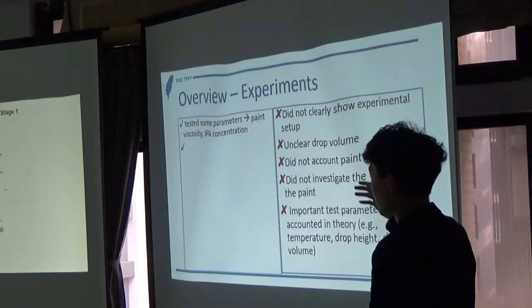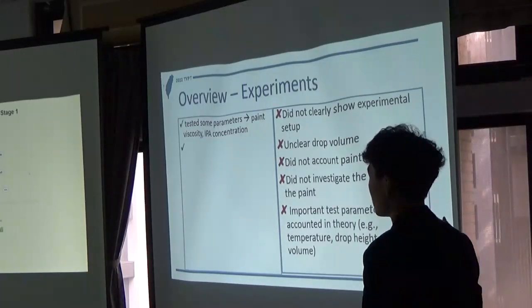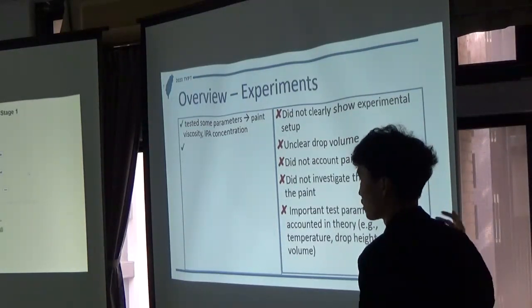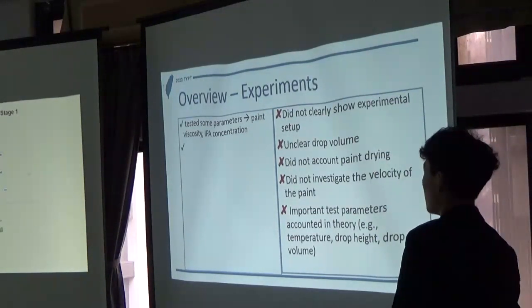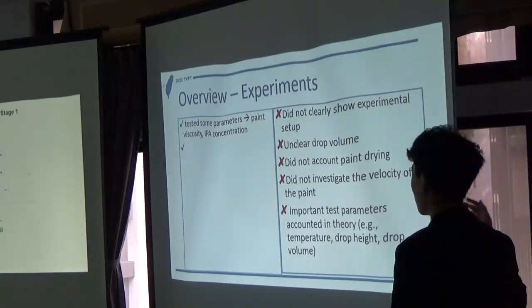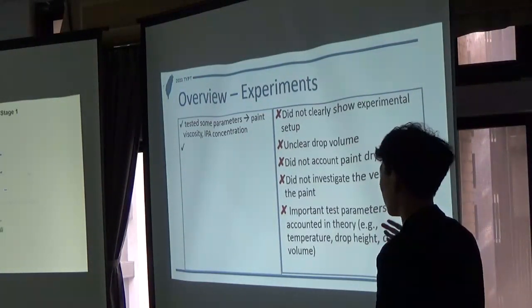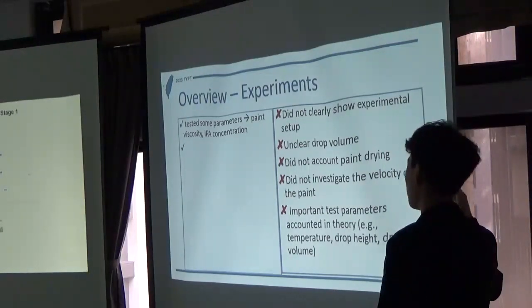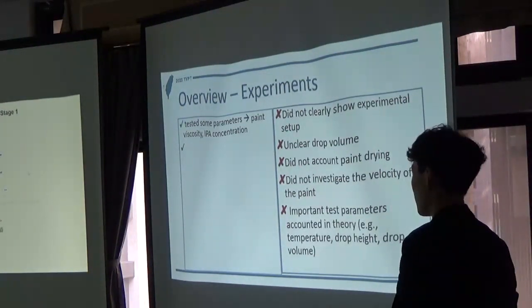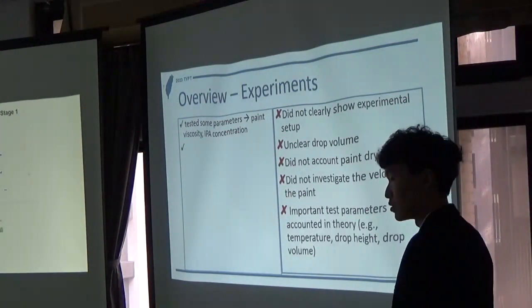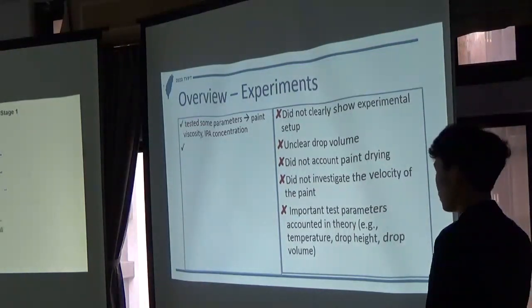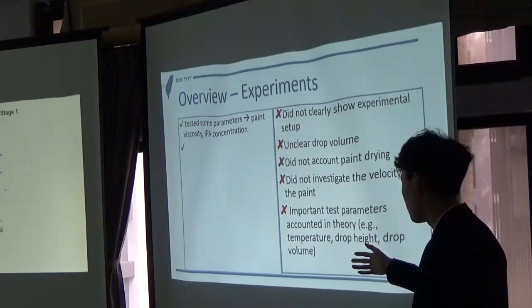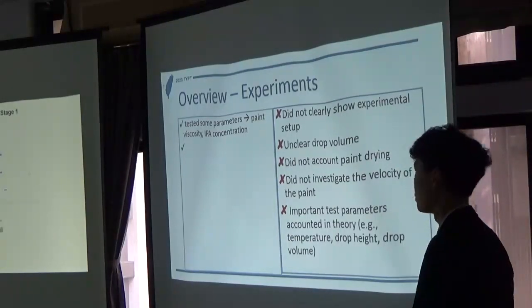And for the experiments, the good thing they did was they tested some parameters, so the paint viscosity and IPA concentration were tested. However, it was not clearly shown in the experimental setup, there was unclear drop volume, and they did not account for paint drying during the spread, and they did not investigate the velocity of the paint, and they didn't have important test parameters such as the temperature, drop height, and the drop volume.